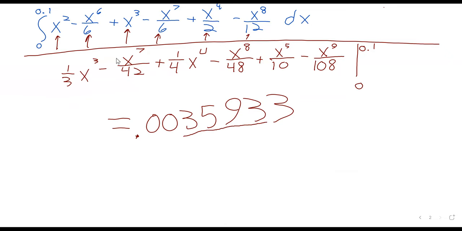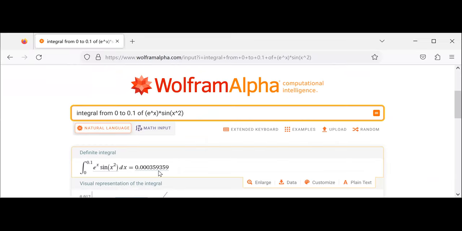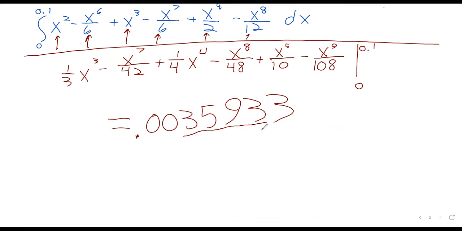And I think we disagree on the next decimal. Yeah, on Wolfram Alpha, the next decimal is 5. In our calculation, it's 3. But this is, I mean, accurate to 6 decimal places, which is not bad at all.